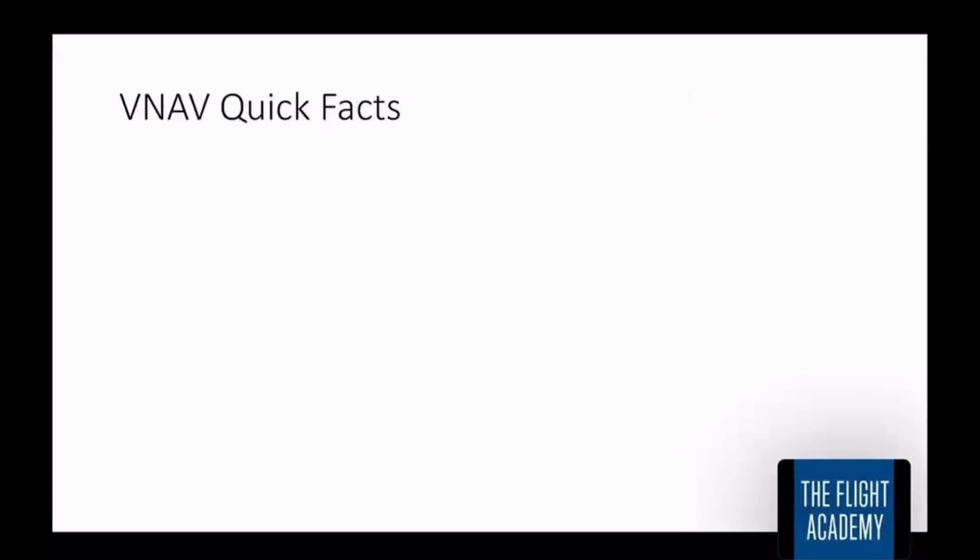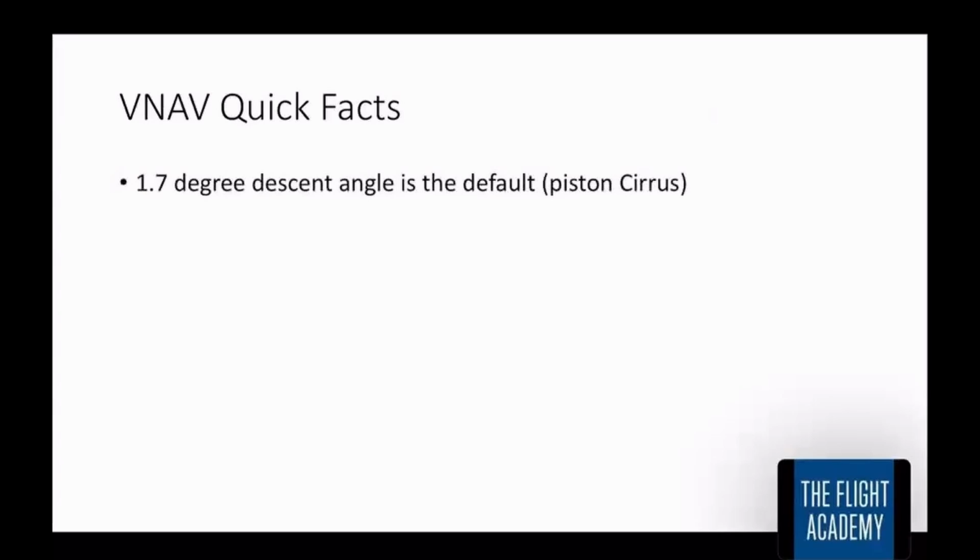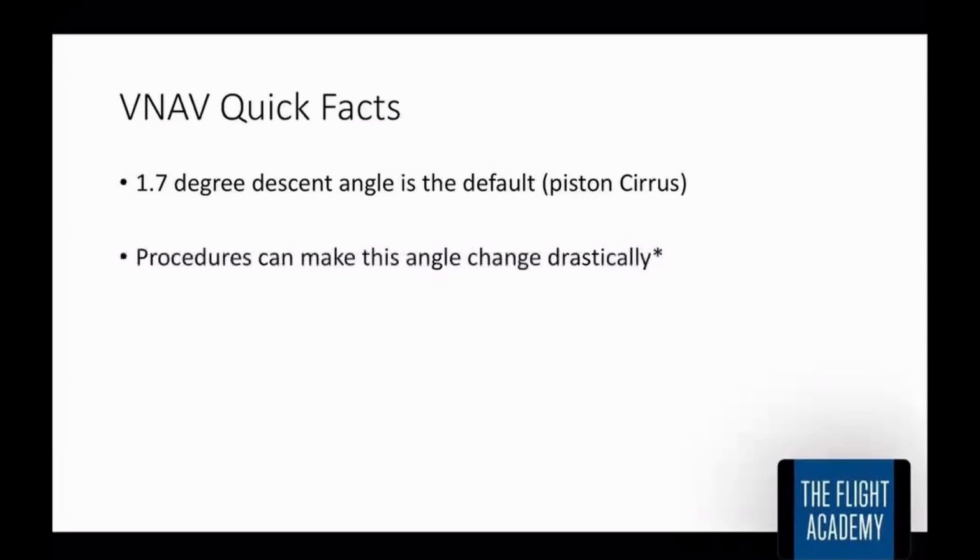A couple of quick facts about VNAV. In the piston airplanes, the propeller Cirruses, it defaults to a 1.7 degree descent angle. Whatever feet per minute that's going to be, that's what they set for the descent angle. For my Vision Jet pilots, 3.7 is the standard descent angle. Various procedures, as I just got done saying, can make that descent angle change drastically. VNAV will look at particularly published procedures like approaches. It will look at those altitudes from leg to leg and do whatever descent angle is necessary to hit the target. That might not be good for you in some mountainous terrain, so stay on top of it.